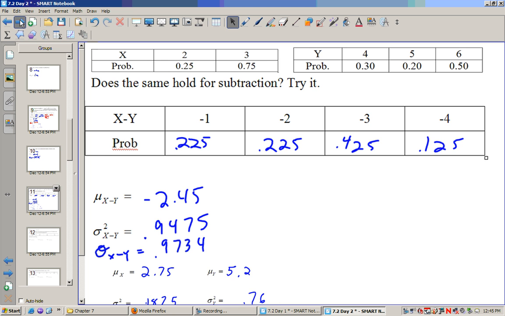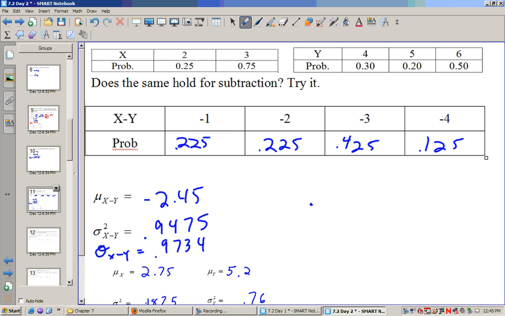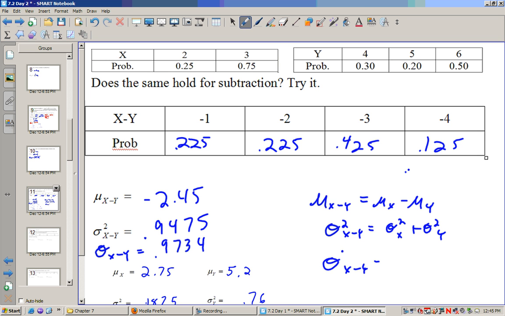So if I look at my general rules, oops, I should have done my general rules. The mean of x minus y is the mean of x minus the mean of y. The variance of x minus y is going to be the variance of x plus the variance of y. And the standard deviation of x minus y is the square root of this. And this is where it gets fuzzy for kids. Even when you're subtracting two random variables, you're adding their variances. This is a subtraction and that's an addition.